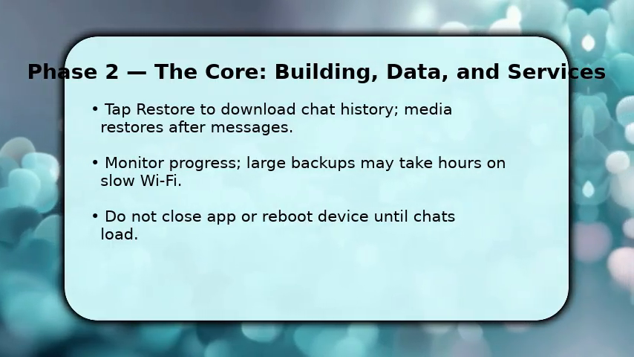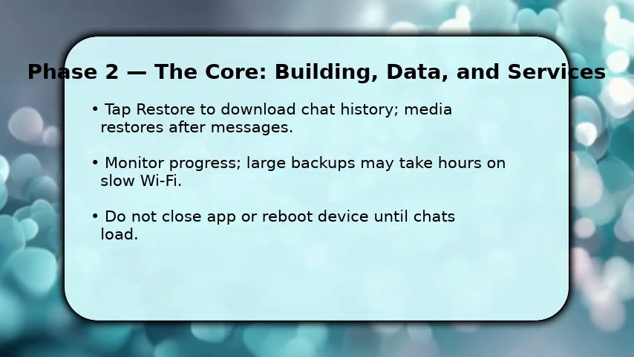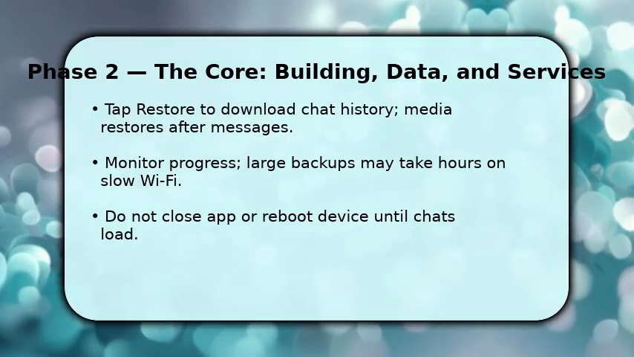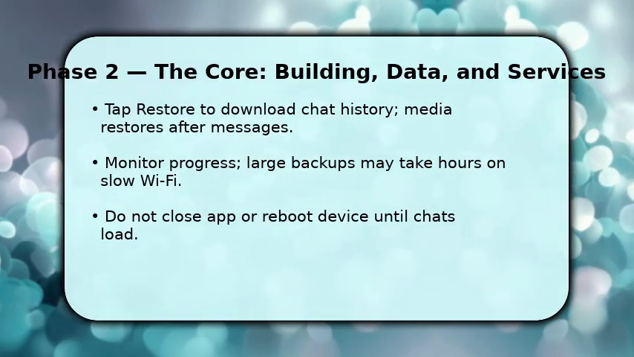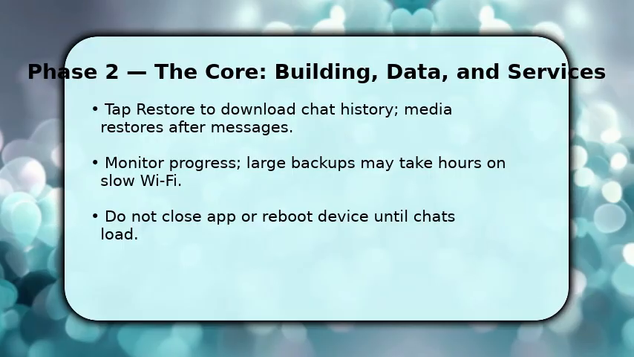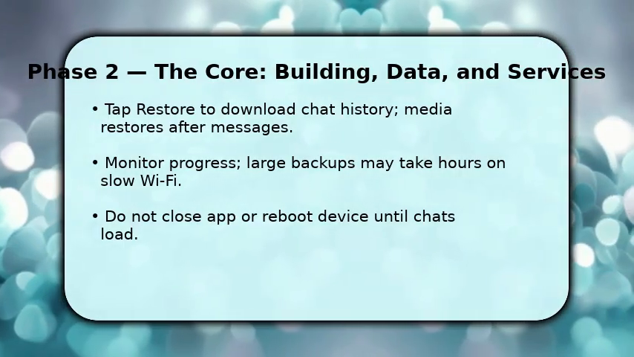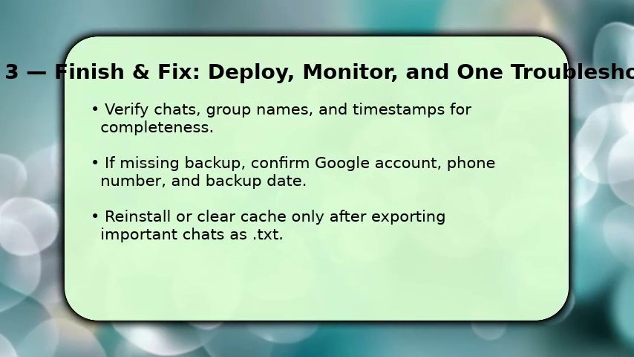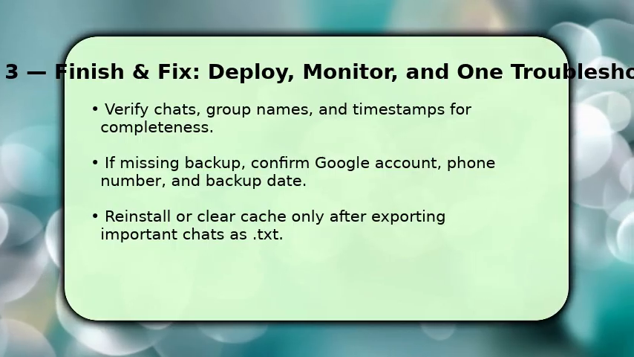Keep the app open and connected to stable Wi-Fi because large backups may take a long time. Patience prevents corruption. If progress pauses, check Google account status and storage space. After messages finish, WhatsApp resumes media download automatically, so make sure notifications and background data are enabled to let the transfer complete. After restoration completes, scan your chats and group threads to confirm messages and timestamps restored correctly.